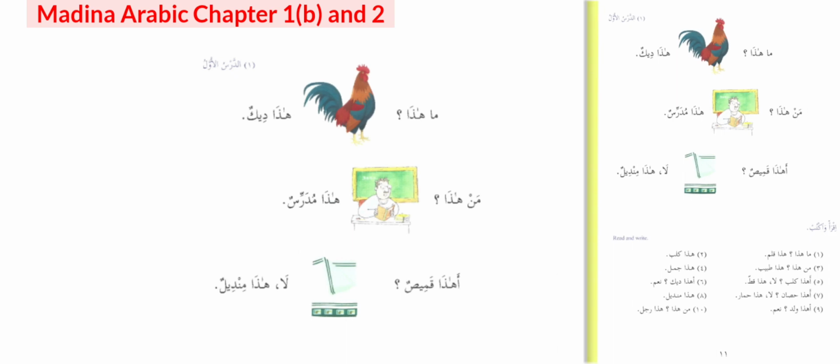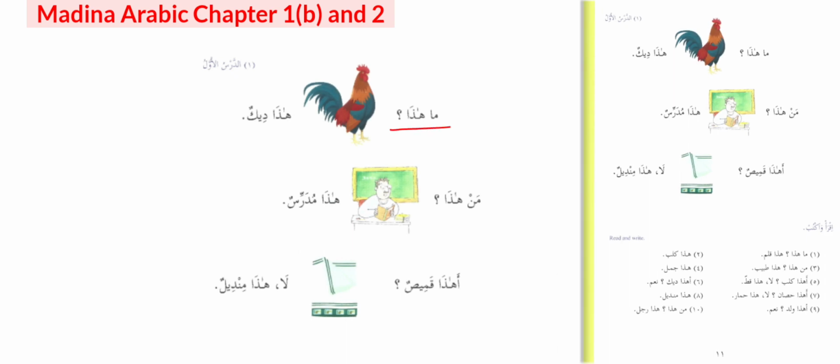Now this one, ma haza, what is this? This is a rooster. Okay, haza deekun. Okay, deekun. Now next one, man haza, or a scientist. No, teacher. Okay, sorry, I thought he's conducting some chemical experiments. Haza mudarrisun. He's a teacher. He's not a scientist, he's a teacher. Man haza, who is this? Haza teacher.